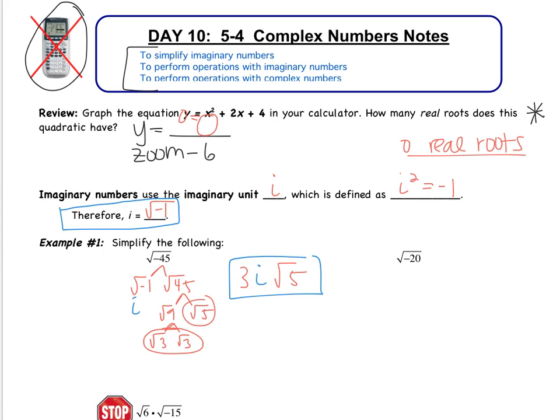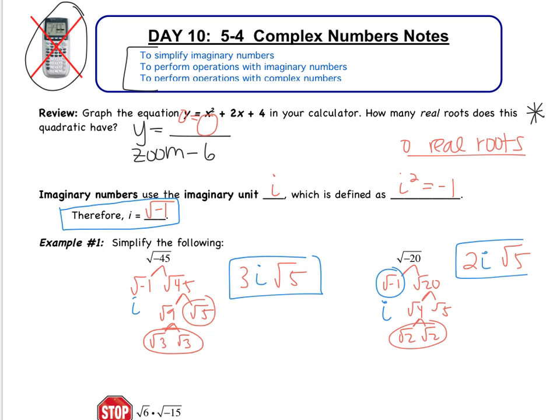So let's look at the next one. Square root of -20. That's -1 and 20. Now 20 is 4 times 5. 4 is 2 times 2. So I have a pair of 2's. One 2 comes out. That lone 5 stays under the root. Now again, this square root of -1 becomes an i. So my answer is really 2i root 5.